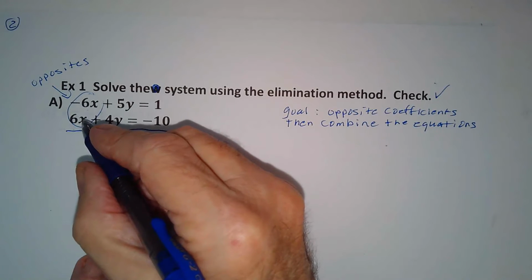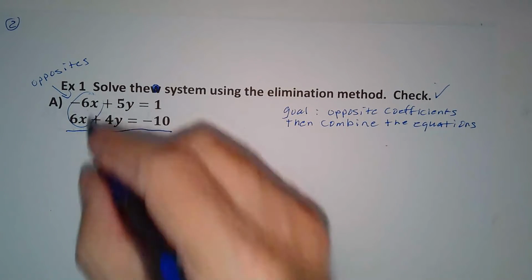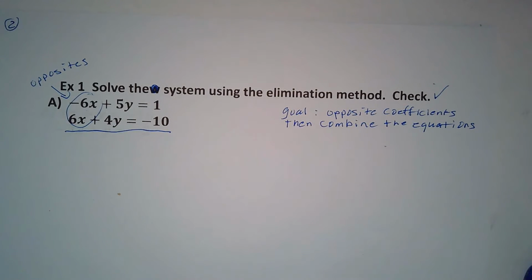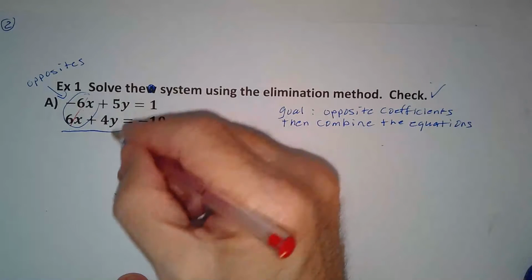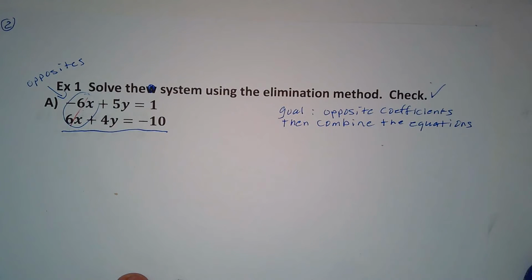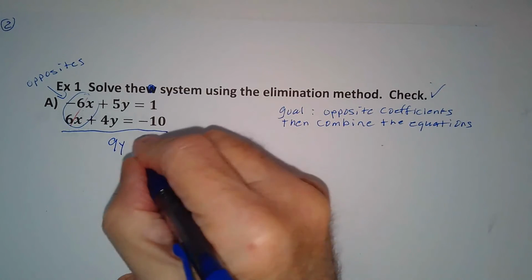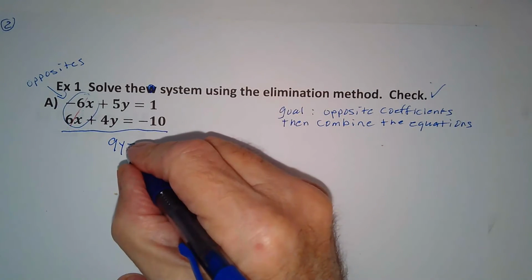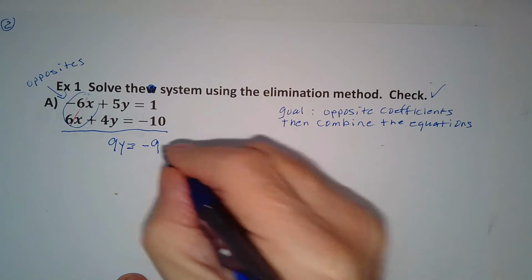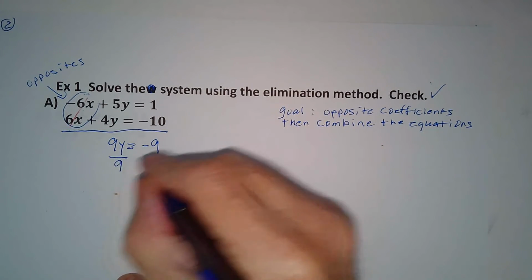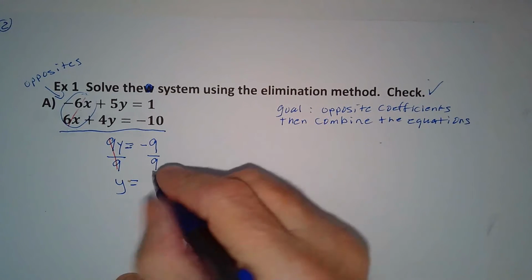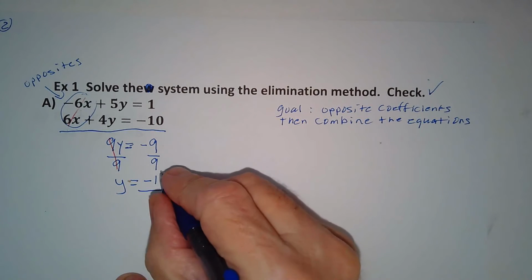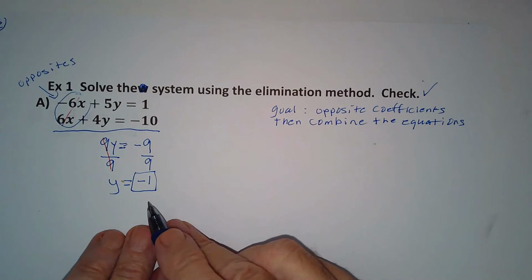So negative 6x and positive 6x cancel. And 5y and 4y is 9y, right? And 1 minus 10 is negative 9. Then divide by 9 on both sides, and you end up with 1y, which is what you want. You've isolated the variable, and y equals negative 1. So now you know what the y is.